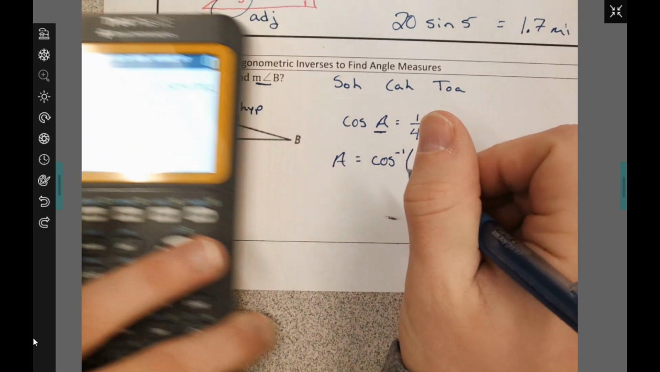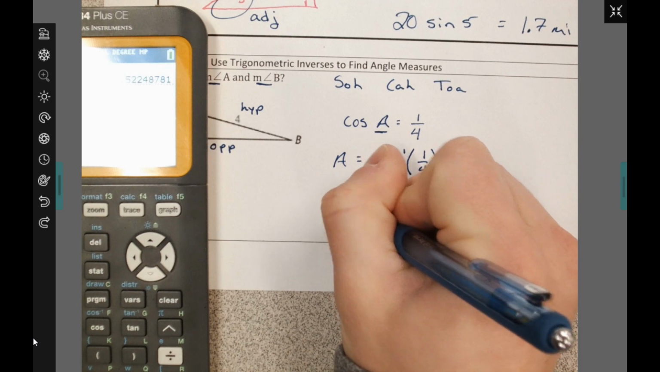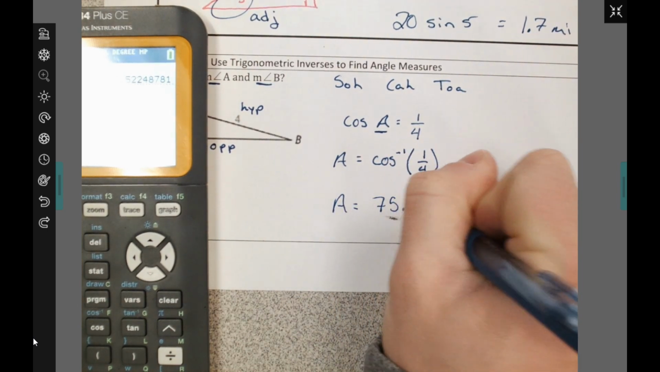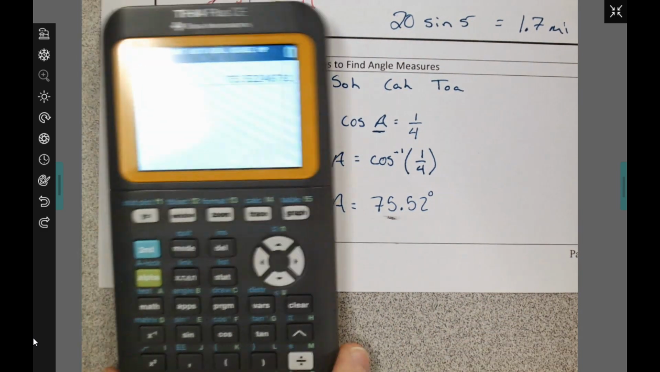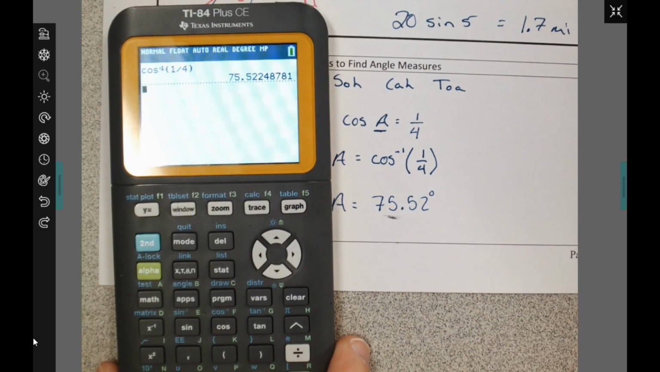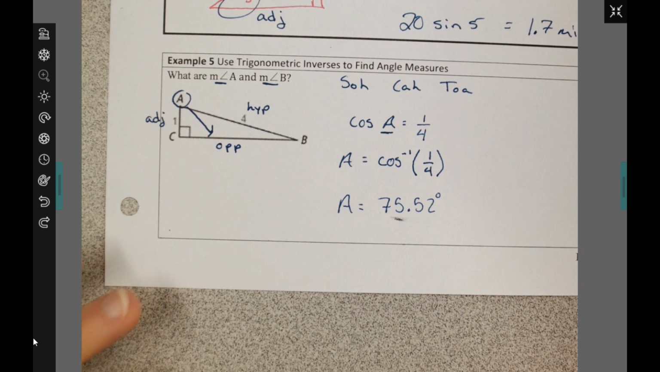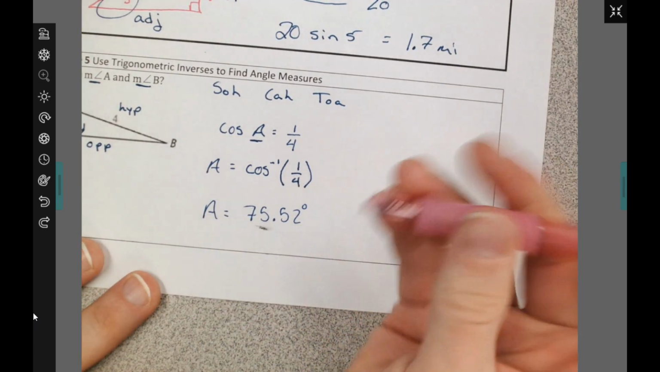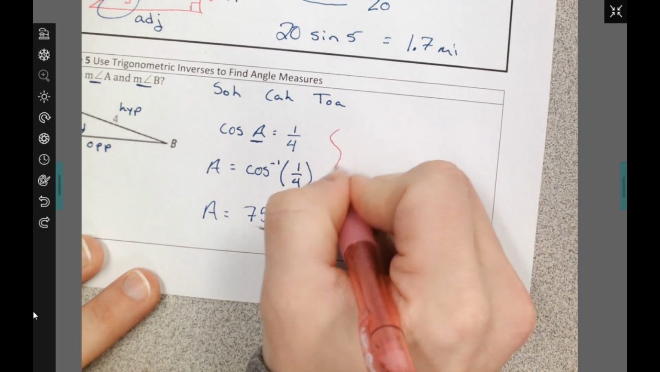And that's going to give me my angle A to be 75.52 degrees. I'm going to go ahead and keep rounding to the hundredths place for this. All right. So that takes care of angle A. We need to find angle B now. So there's two ways you can find angle B.